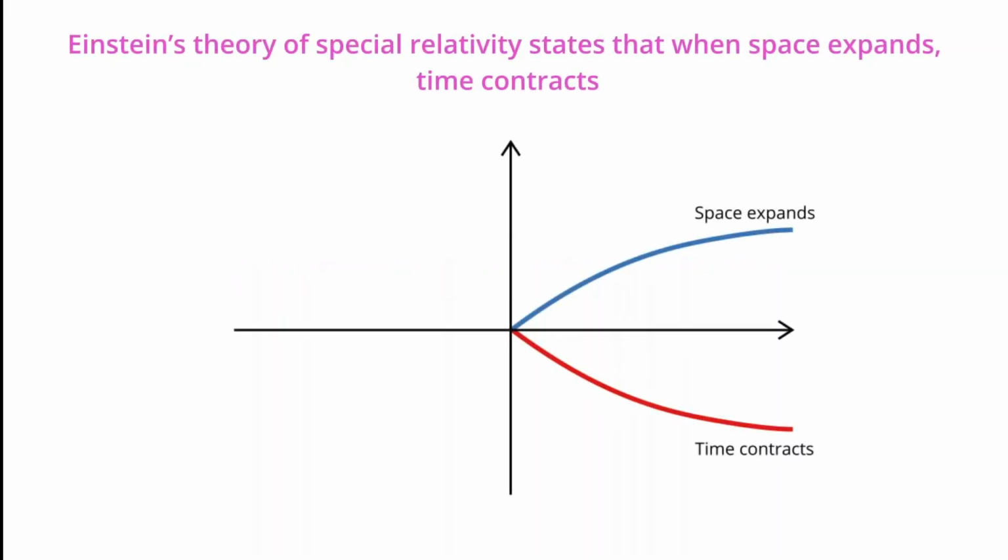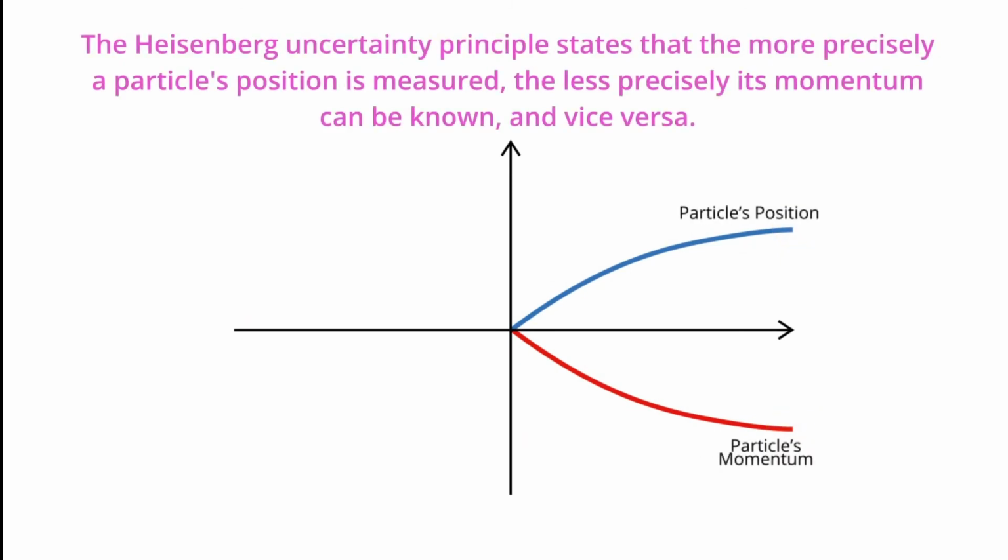Einstein's special relativity. Einstein's theory of special relativity states that when space expands, time contracts. The Heisenberg uncertainty principle states that the more precisely a particle's position is measured, the less precisely its momentum can be known, and vice versa.